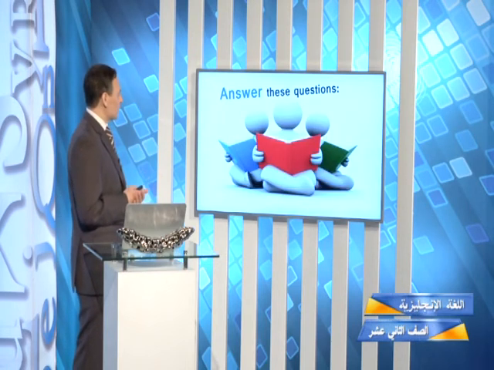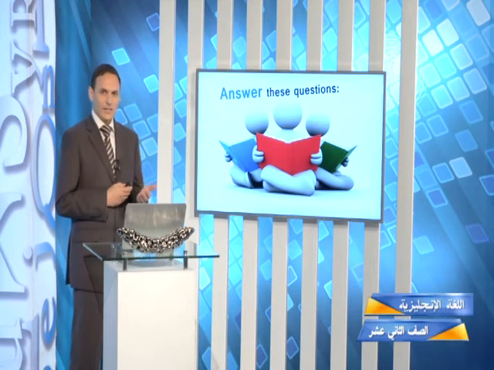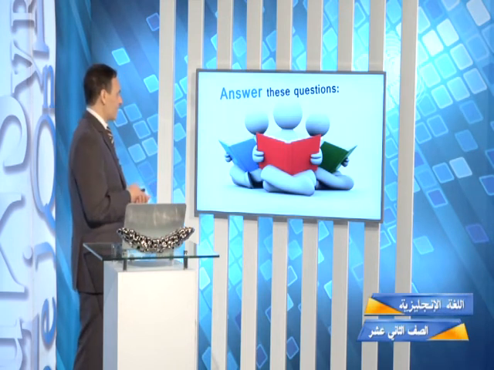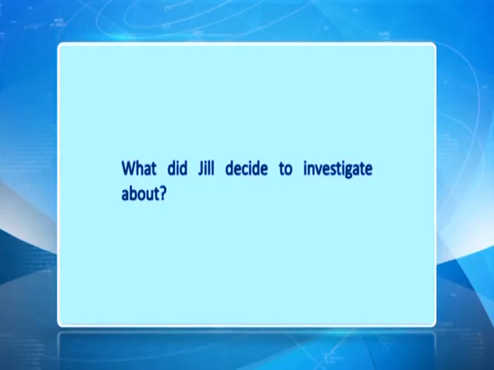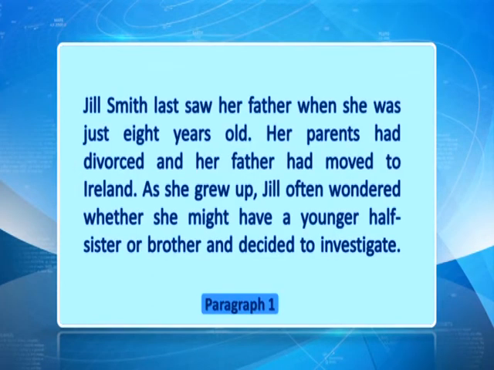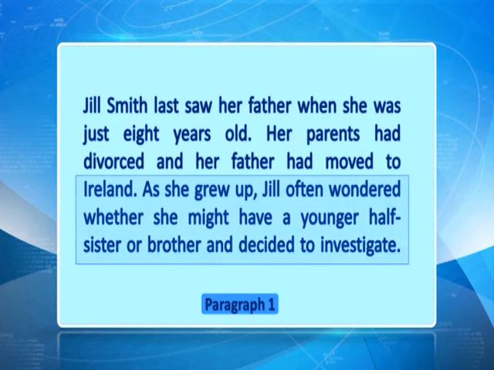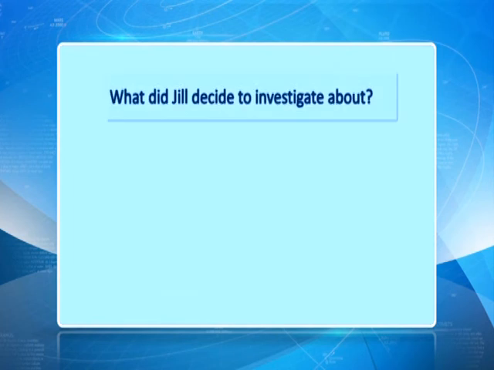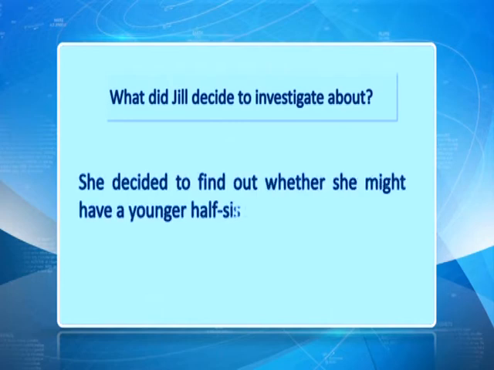We're going to move to another type of question. Try to answer these WH questions. What did Jill decide to investigate? Here is paragraph number 1. So focus your attention on this part of the paragraph. Did you come up with the answer? Well, the answer is she decided to find out whether she might have a younger half-sister or brother.